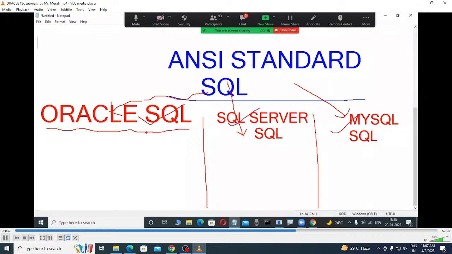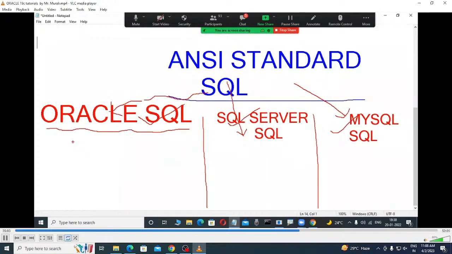How do we differentiate all these SQL languages? Conceptually they are the same. Conceptually means table is there, view is there, procedure, function, trigger and package are there in Oracle SQL. In SQL Server also there is table, view, synonym, index, procedure, function, trigger, the same conceptually. In MySQL also table, procedure, function, trigger. These are the same conceptually, but syntactically totally different.